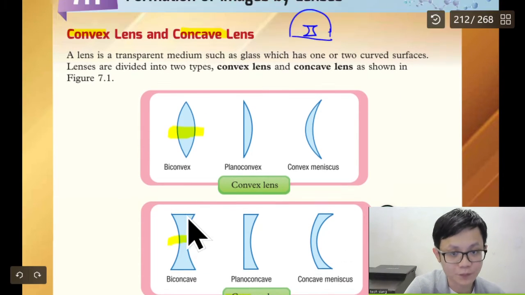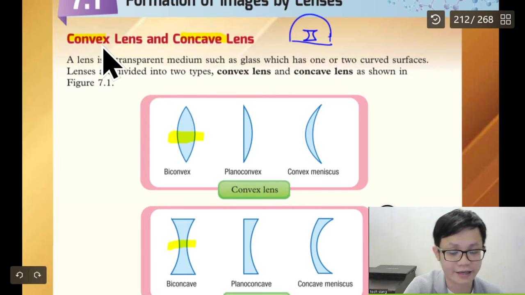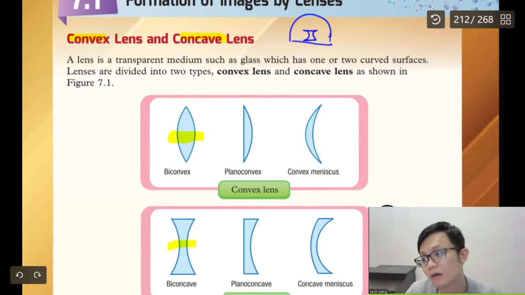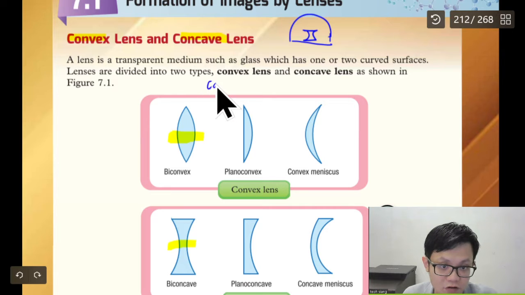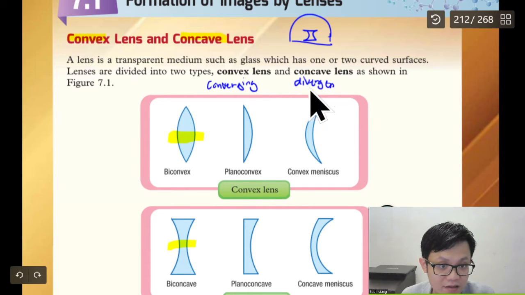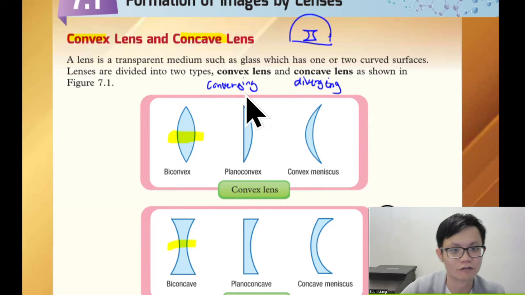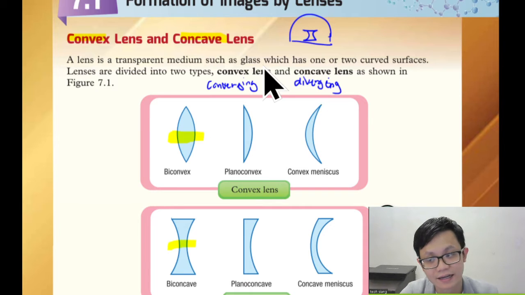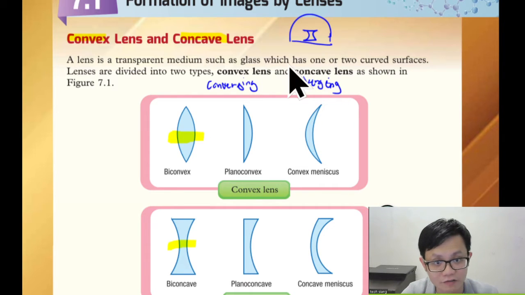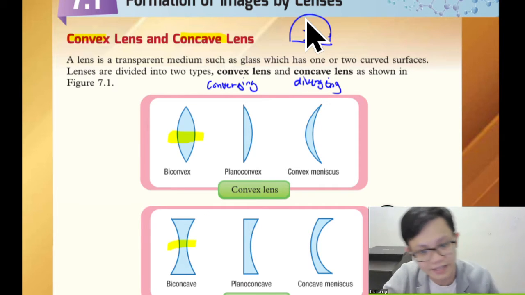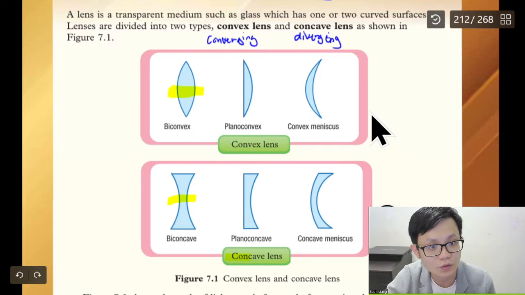This is concave. And there is another word, which is called converging, and this one will be diverging. It is the same thing, but when the question asks, students start to get confused. What is a converging lens? It is actually the same. Converging and convex, concave and diverging. So these are the few types.